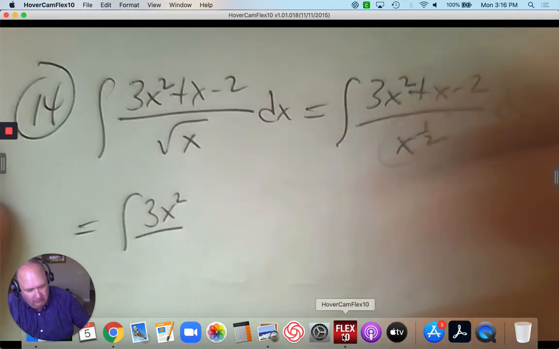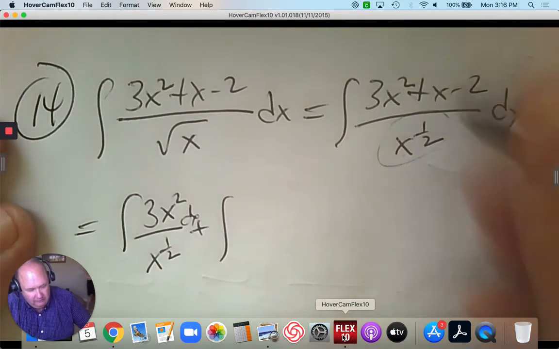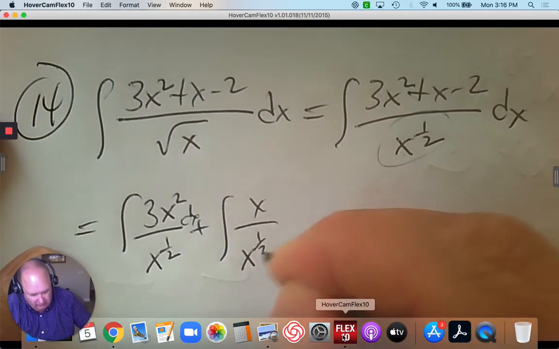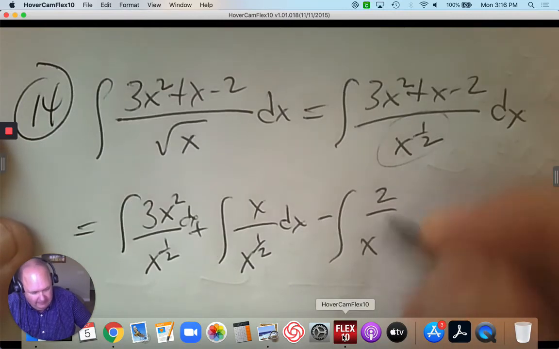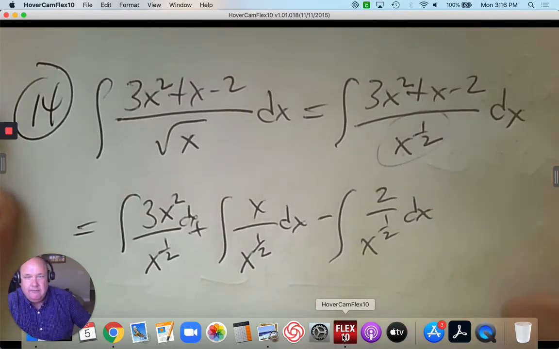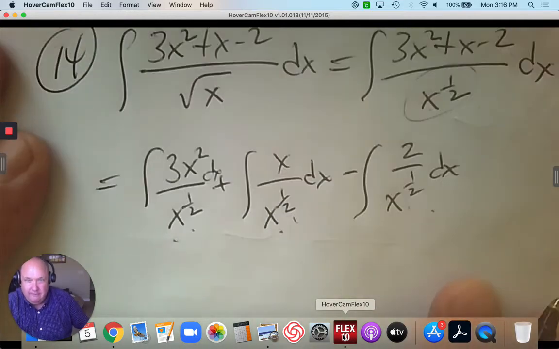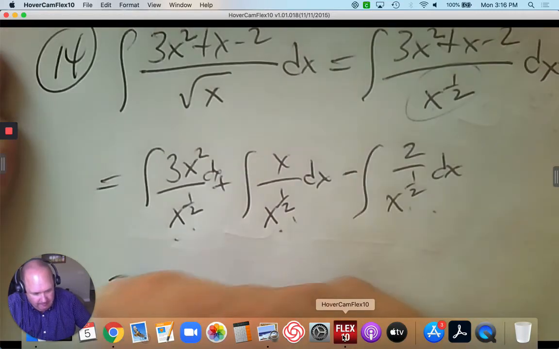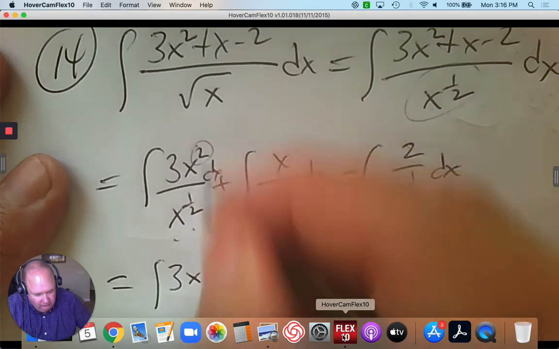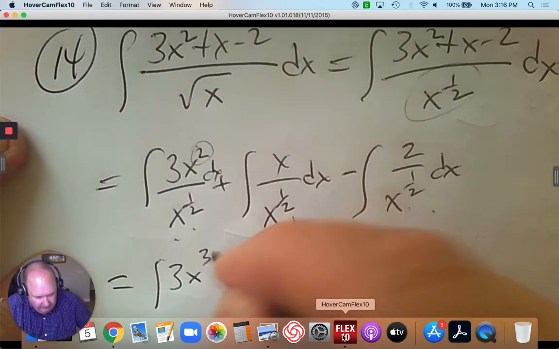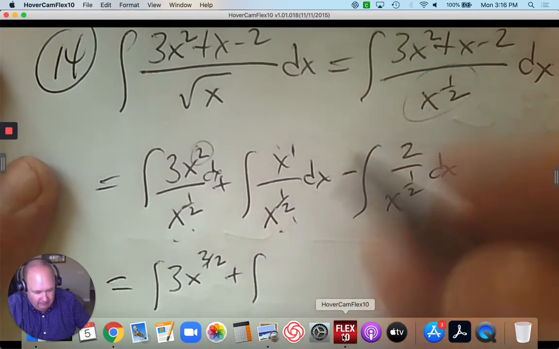So I have x squared over x to the 1/2 dx. I integrate again, x over x to the 1/2 dx. And I integrate again, 2 over x to the 1/2 dx. So I have each one, and I separate it into 3 different fractions. And then I just do exponent rules. So subtract the exponents, and 2 take away 1/2 is 1.5, or 3 over 2. That's a 1 that you don't see. 1 take away 1/2 is 1/2.